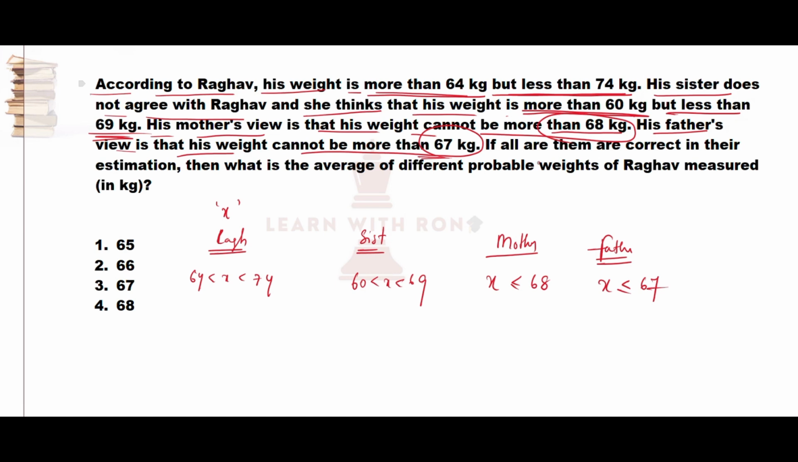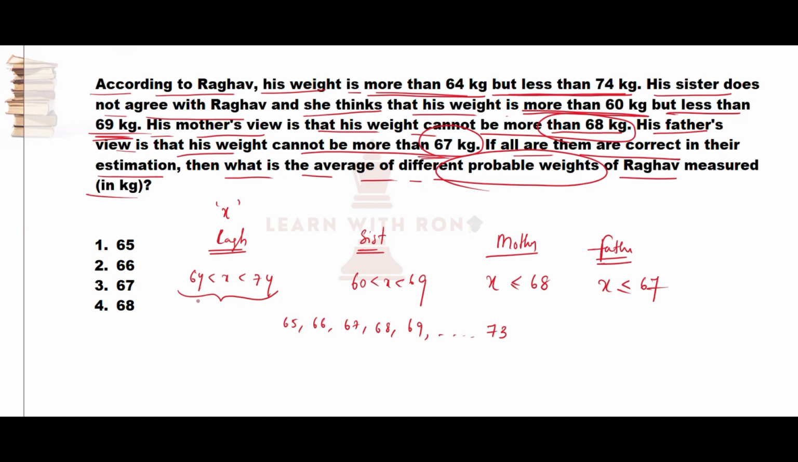So what did they ask us to find? If all of them are correct in their estimation, what is the average of different probable weights of Raghav measured? See, from the first inequality, 64 to 74, what are the probable weights of Raghav here? 65, 66, 67, 68, 69 and so on up to 73. See, 64 to 74 in between.